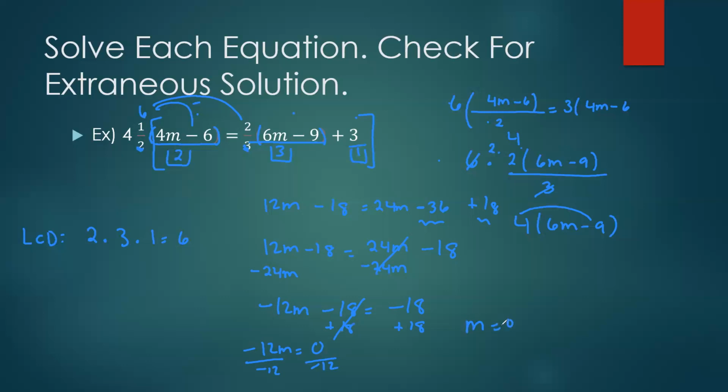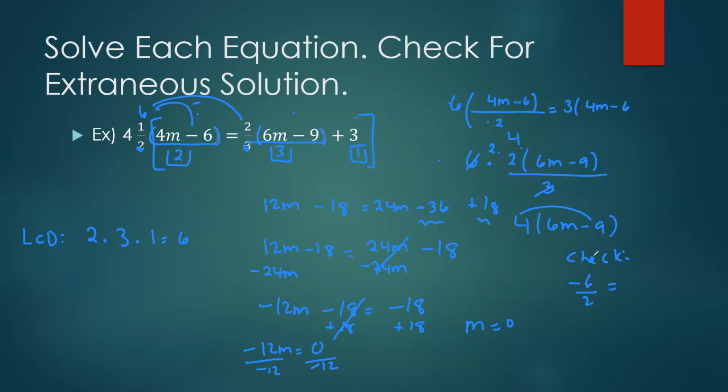Could this be true? We should check. So plug in 0 for m. So 4 times m is 0, minus 6. So that's -6. And then you have 1/2. So don't forget you have a 1/2, so that's divided by 2.